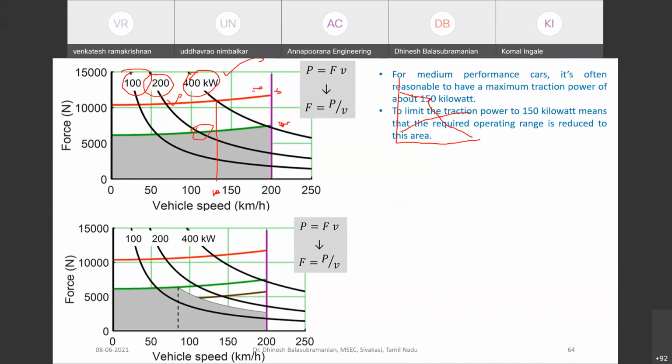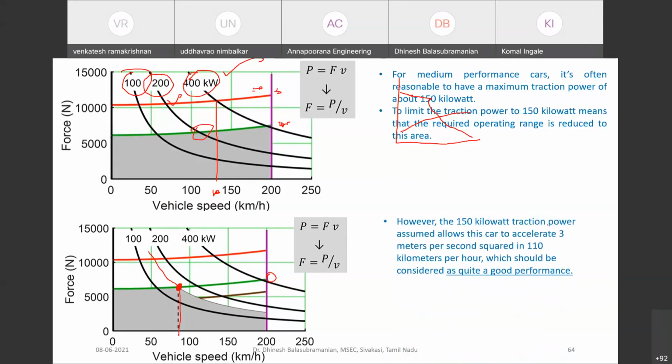For medium performance cars, it is often reasonable to have a maximum traction power of 150 kilowatts. So in most cases, they prefer 150 kilowatts. If this is the case of 150 kilowatts at around 90 kilometers per hour, your vehicle would be able to accelerate at 4 meters per second at zero gradient. So this would be the maximum power output of your vehicle. Accordingly, you need to choose your electric motor power.